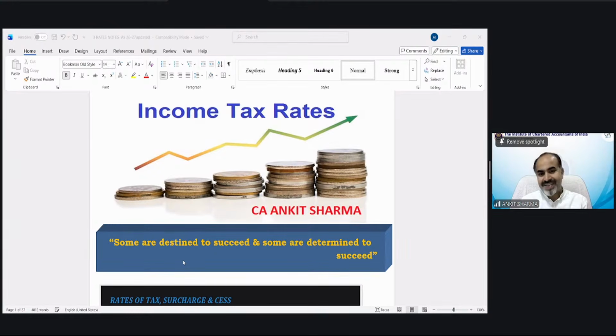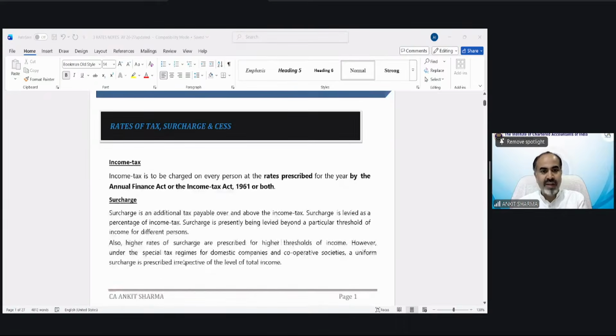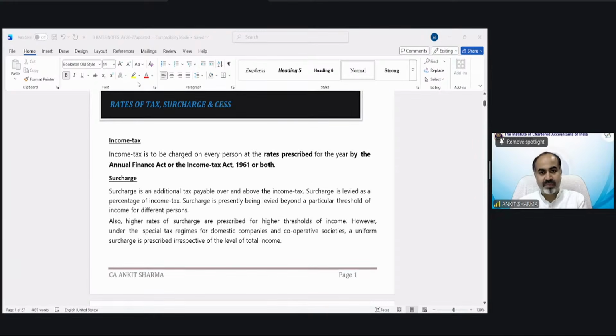So some are destined to succeed and some are determined to succeed. So rates of tax, surcharge, cess.